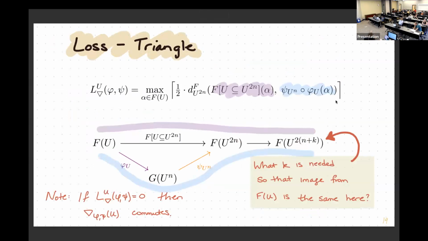Right. So in this particular case, it's the same idea. I take an object over here in f of u. I follow it around my triangle, and if they don't go to the same place, how far forward do I have to go before they do land in the same place? Okay. Similar trick, if my loss function for my triangle is 0, then my triangles commute, and I'm happy.